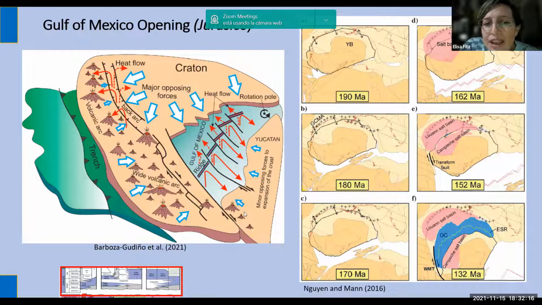This event was then followed by the activity of these transform faults and the rotation of the Yucatan block, which was related to the opening of the Gulf of Mexico during the Middle Jurassic.